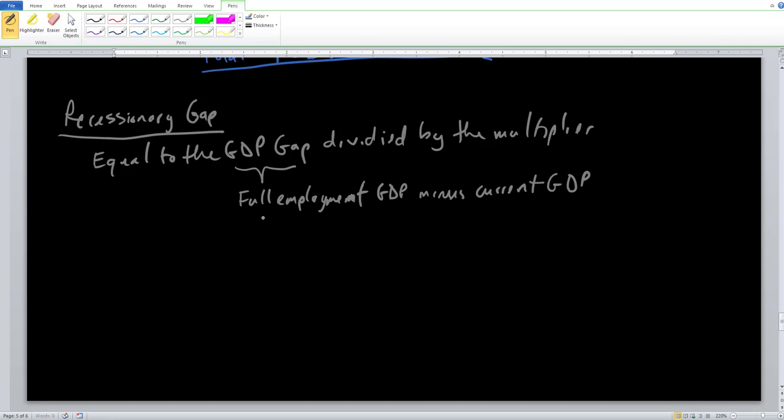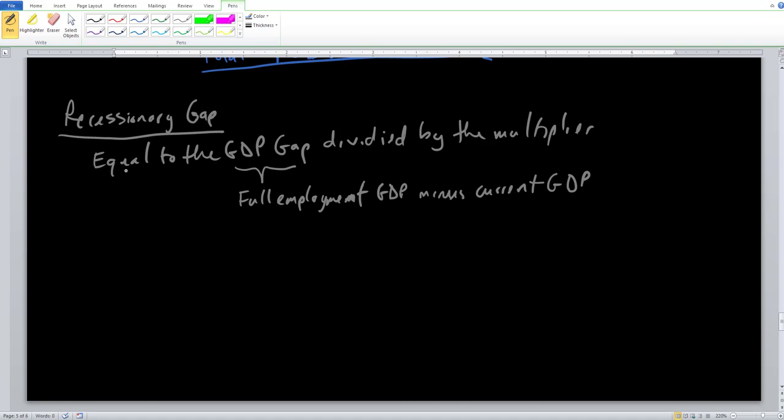And full employment GDP is exactly our long-run equilibrium. If you remember from chapter number 6, where we talked about the natural rate of unemployment, this is exactly our GDP at the natural rate of unemployment. So essentially here, at the natural rate of unemployment, we have full employment GDP. We call it potential GDP as well, where cyclical unemployment is equal to 0. Basically, it tells us the potential level of GDP that the economy can produce if cyclical unemployment were equal to 0.